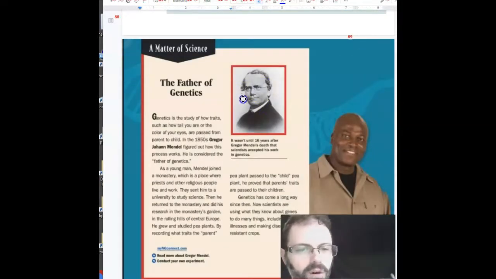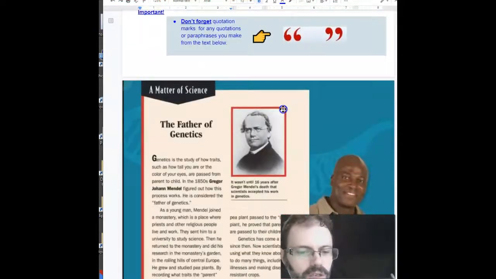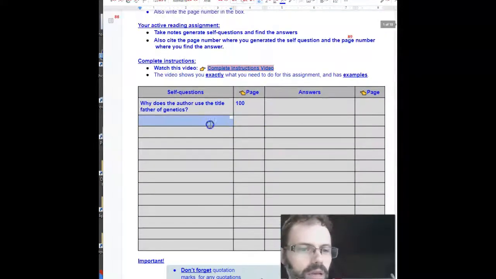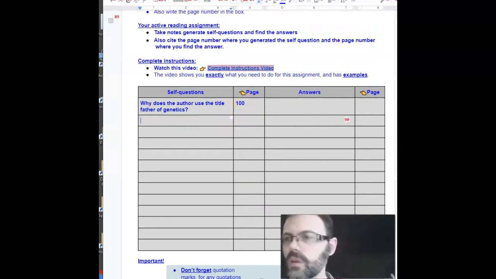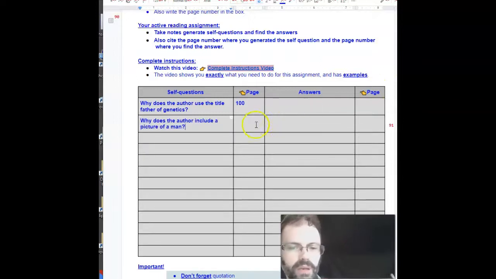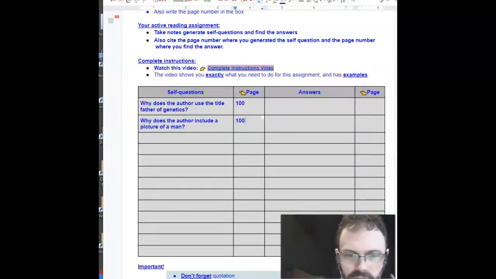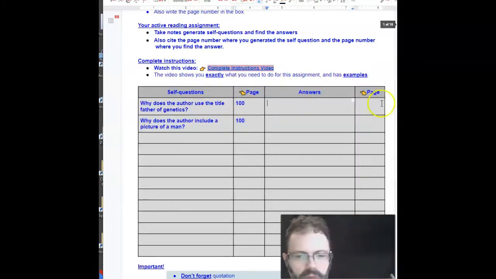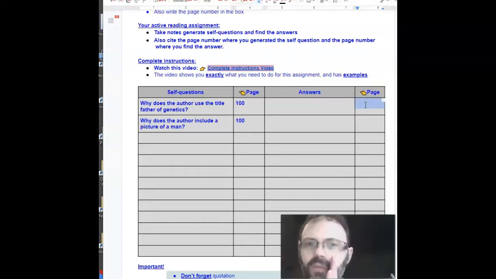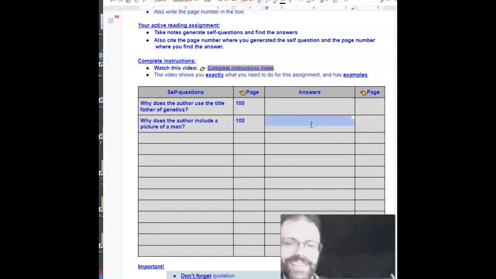About the picture. So think about the text features and ask a question. Why does the author include a picture of a man? Let's try that one. Why does the author include a picture of a man? Question mark. And that was on page 100. And then your job is to read it and find the answers to those questions. Put them in here. And then put the page number. It's 100. And then put the page number into this one right here.